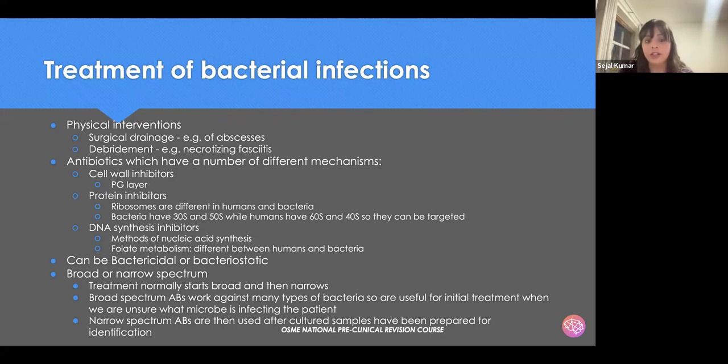Normally in treatment, you start with broad and then narrow it down to narrow spectrum, because when you start off, you may not know the specific bacteria that's causing the infection. Broad spectrum antibiotics can work against many bacterial types, so they're very important for initial treatment when we're unsure what bacteria is infecting the patient. But then, once you've identified the bacteria through cell culture, you can narrow it down using narrow spectrum, which is better because it prevents antibiotic resistance, basically.